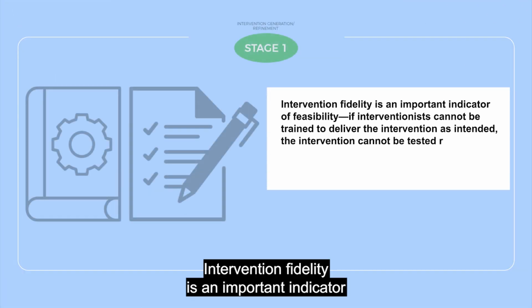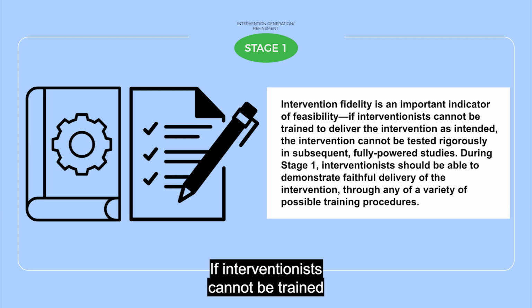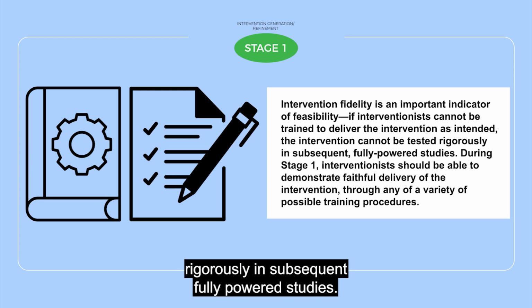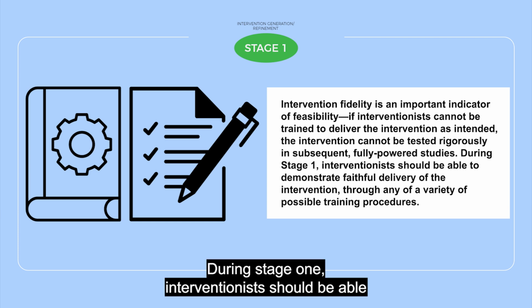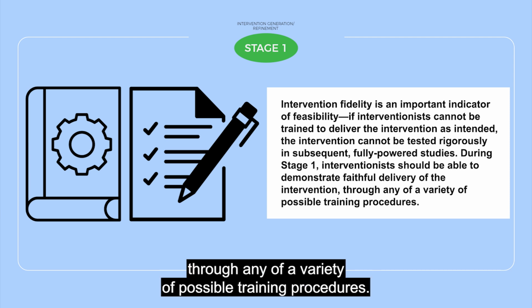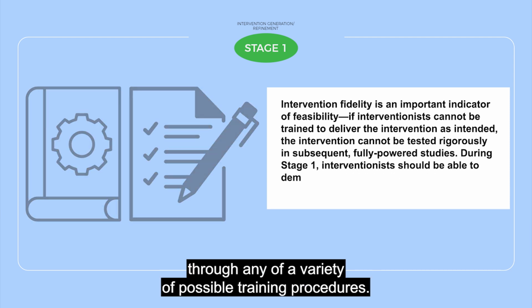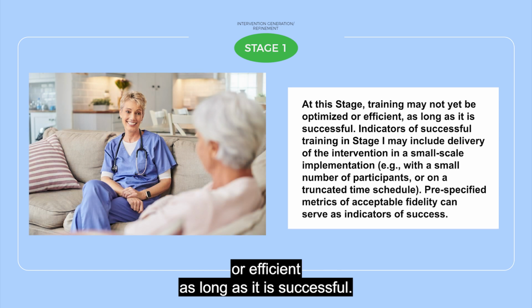Intervention fidelity is an important indicator of feasibility. If interventionists cannot be trained to deliver the intervention as intended, the intervention cannot be tested rigorously in subsequent, fully powered studies. During Stage 1, interventionists should be able to demonstrate faithful delivery of the intervention through any of a variety of possible training procedures. At this stage, training may not yet be optimized or efficient, as long as it is successful.